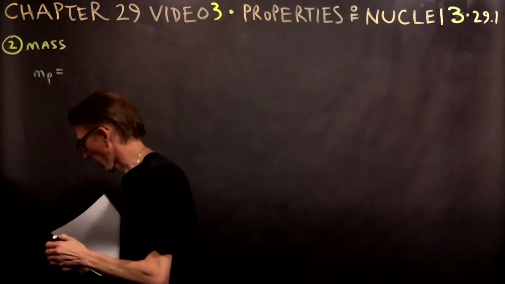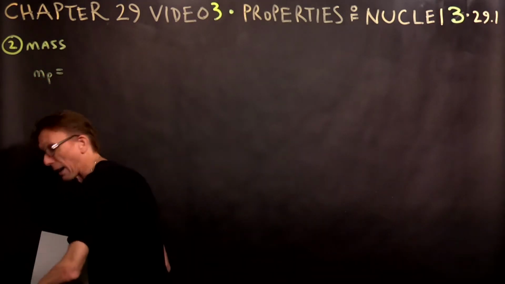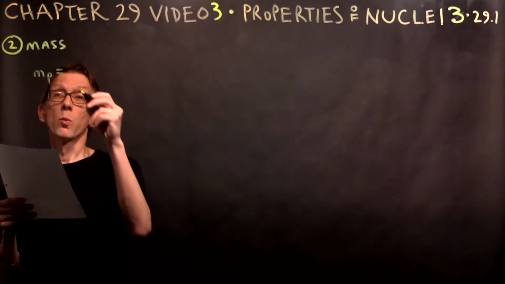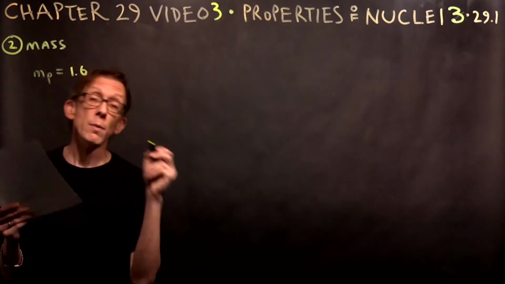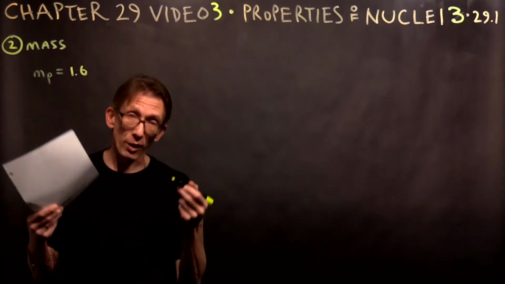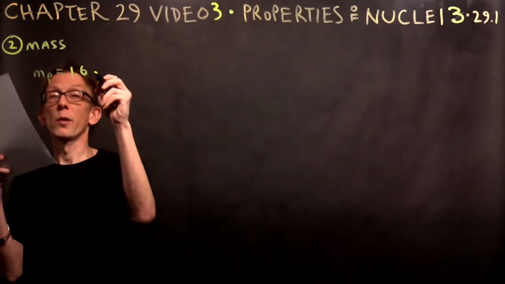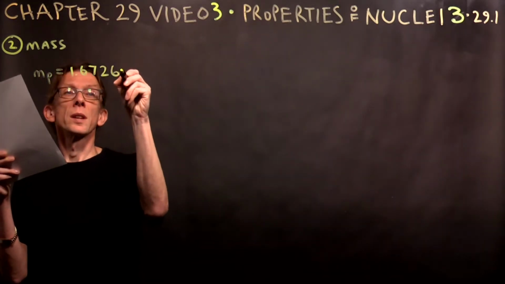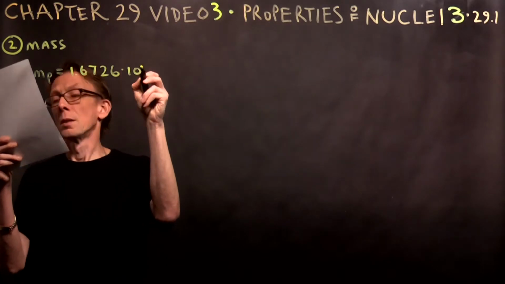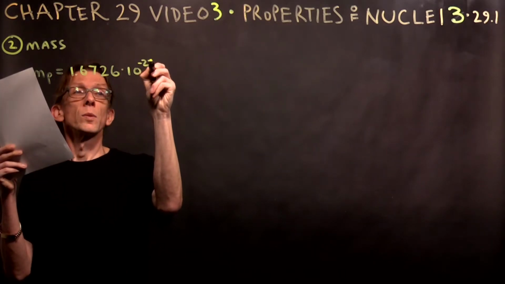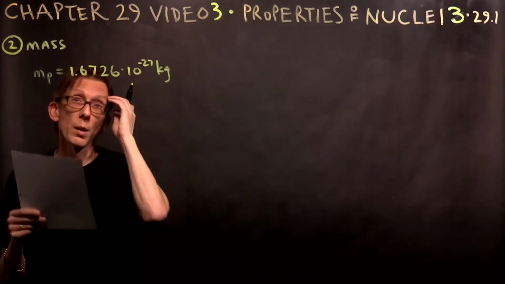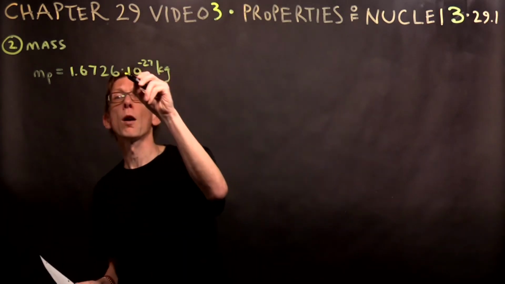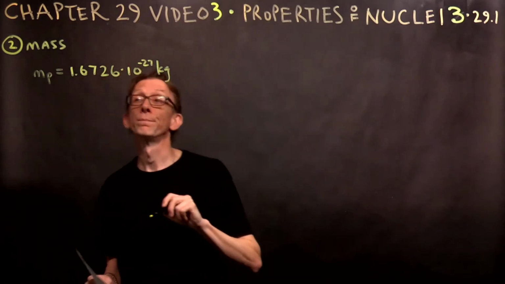I'm going to use a different marker. This one is decidedly fading. Mass of the proton: You don't need to memorize these. I'm putting them up here so you can look at them and see how they compare to each other. 1.6726 times 10 to the negative 27 kilograms. So that's a small number, right?